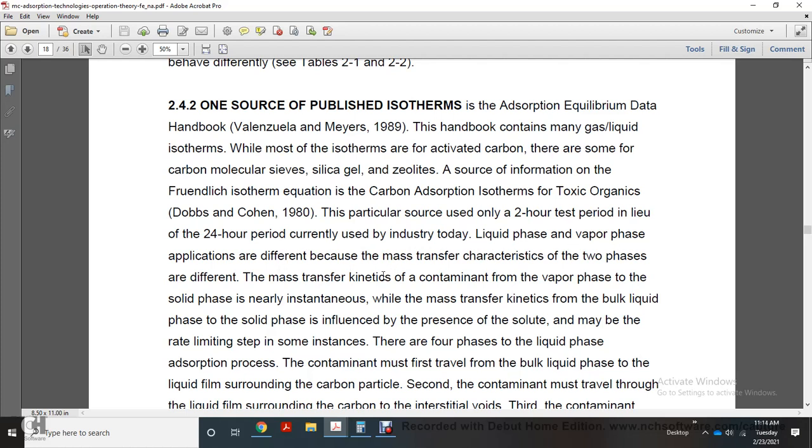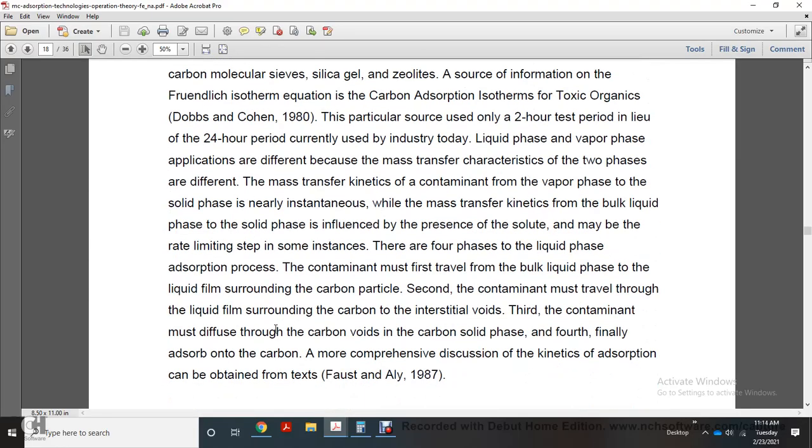are different in mass transfer kinetics. Contaminant transfer from vapor phase to solid phase is nearly instant, while mass transfer kinetics between the bulk liquid phase and the solid phase is influenced by the pressure of the solute, and may be rate limiting in some instances. There are 4 phases of the liquid phase adsorption process.